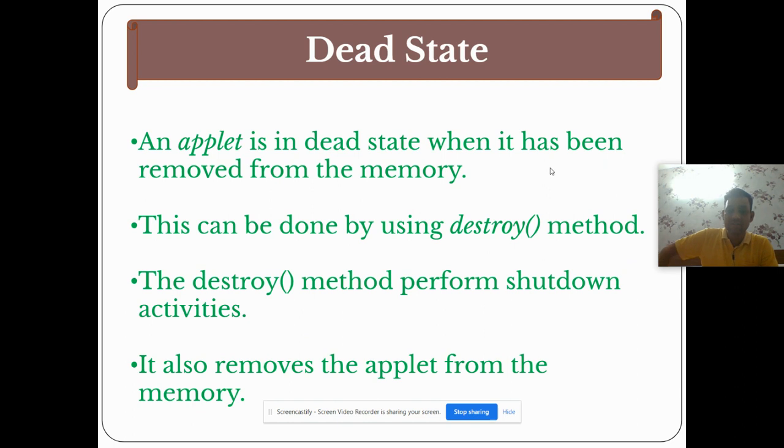This is the last state of an applet life cycle. By using the destroy method, the life of an applet is destroyed. So whenever the destroy method is called, the applet is removed from the memory.